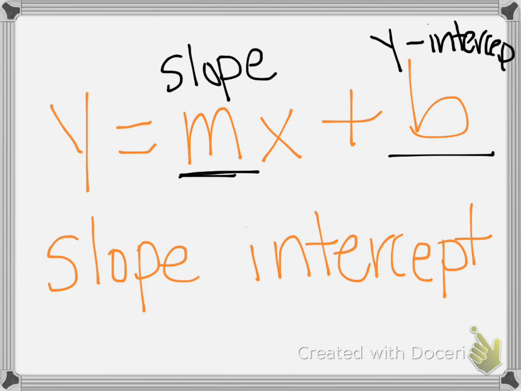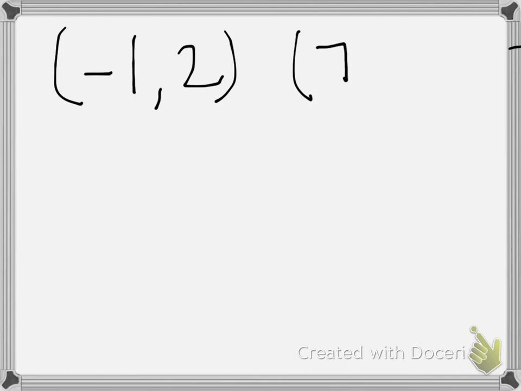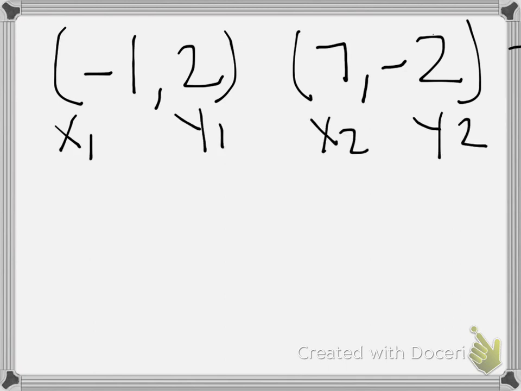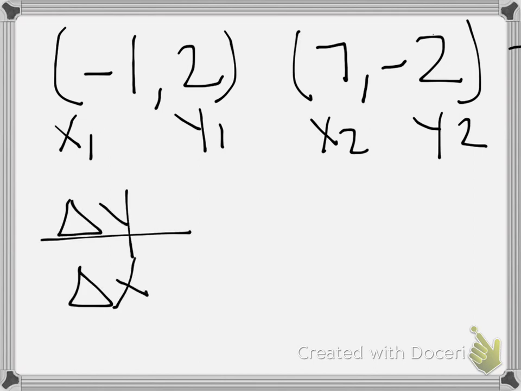So we are going to do some things with graphing, with finding the slope. But the first thing we're going to do is find the slope, and there's a couple ways that they're going to give us to find the slope. So if we have to find the slope from what we call 2 points, or an ordered pair, so -1, 2, and 7, -2, I need to find the slope between these points. Okay? So we're going to label these x1, y1, x2, y2. And we know when we do slope, it's the change in y over the change in x.